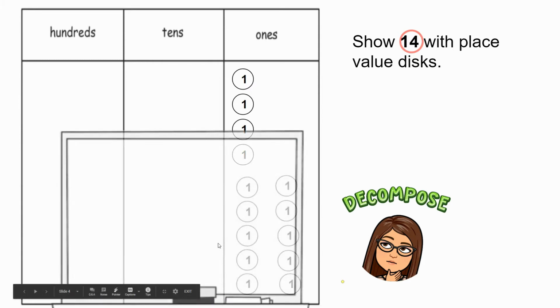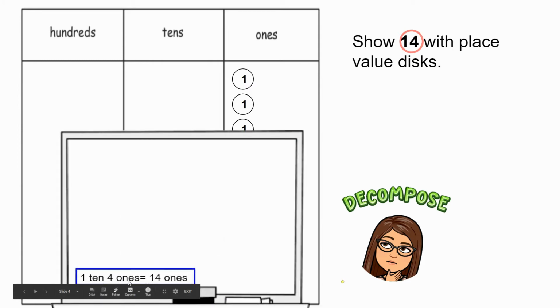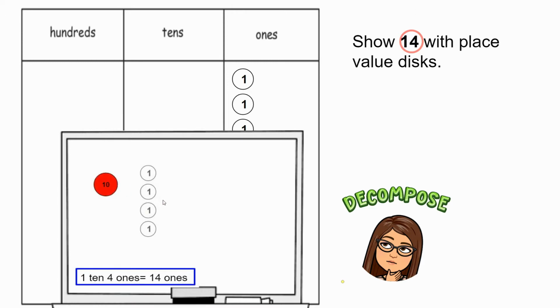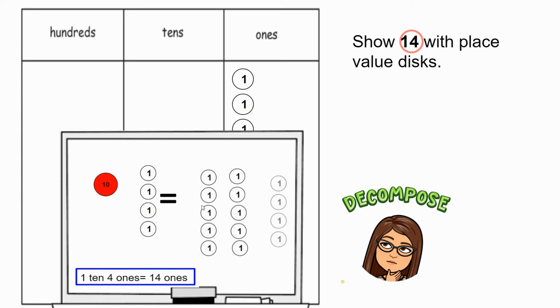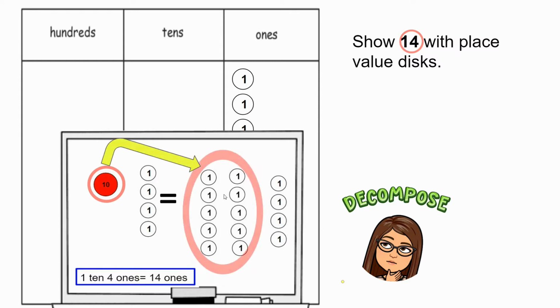Now, 10 and 4 ones equals 14 ones. Remember, we had 10 and 4 ones. So, we can say that that is equal to, or the same as, 14 ones. This 10 here, we broke it down into 10 ones. So, those two are equal. 10 and 4 ones is equal to 14 ones.